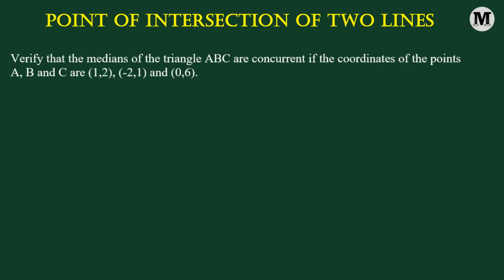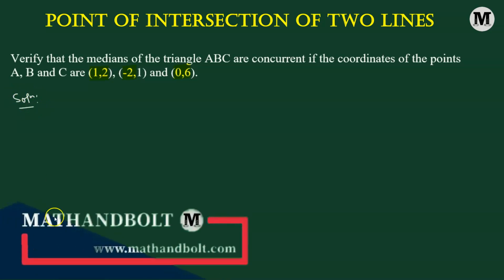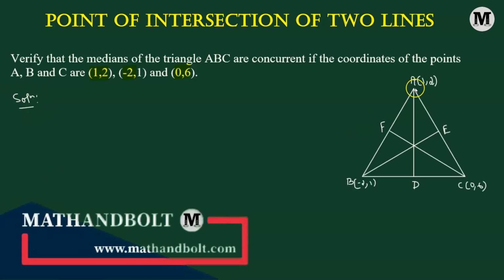Verify that the medians of the triangle ABC are concurrent if the coordinates of the points A, B, and C are given to us. Okay, let us begin. First, let's try to understand the problem graphically. So here we have the triangle ABC. The coordinates of the vertices A, B, and C are given to us.